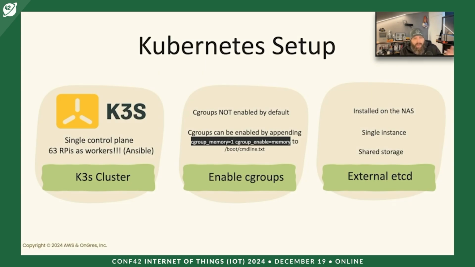For the Kubernetes setup, we already talked about K3s, which is a lightweight Kubernetes distribution. We found that control groups, or cgroups, which is a feature of the Linux kernel that allows you to allocate resources such as CPU time and system memory for a specific process or group of processes, was not enabled by default. So we just enabled cgroups, and we're going to use the external etcd instance, which is deployed on the NAS server as a single instance using shared storage. So etcd is a distributed, consistent key-value store that acts as the brain of Kubernetes, and it will store all cluster configuration, data, state, and metadata.